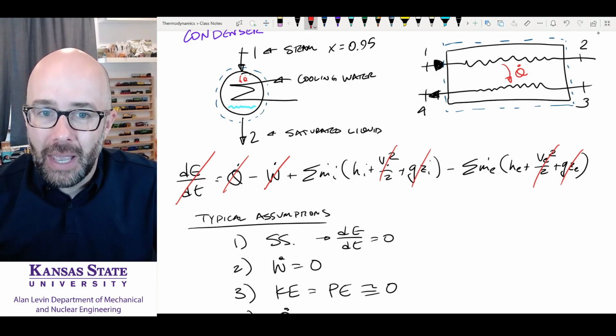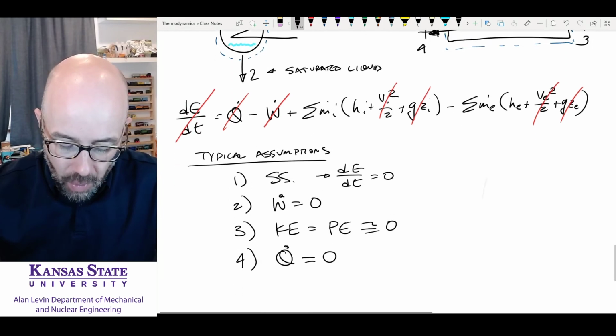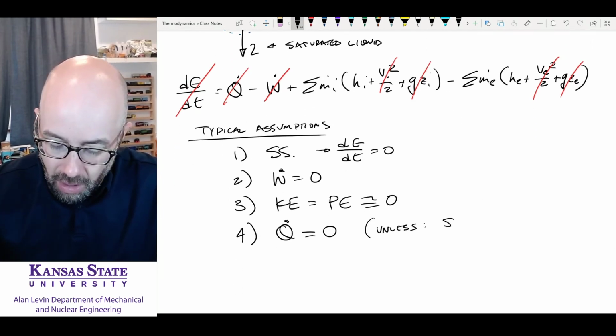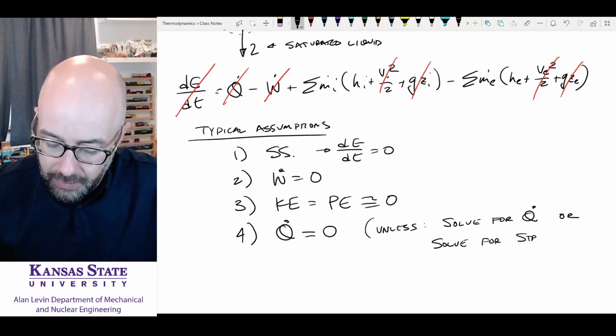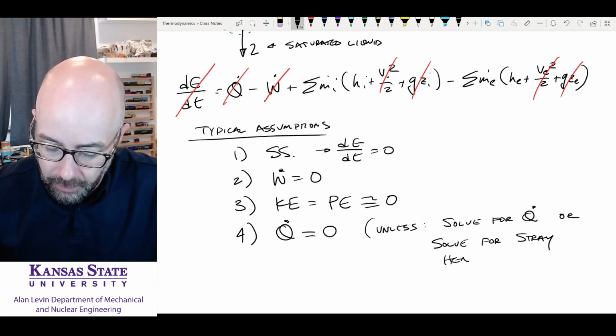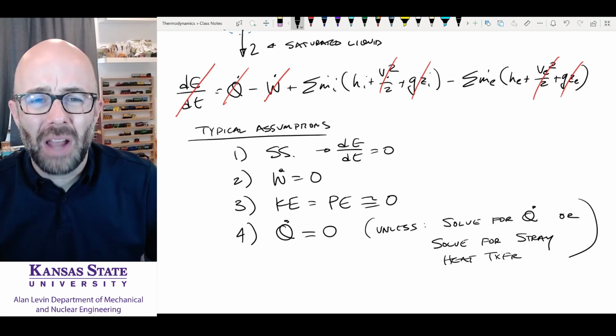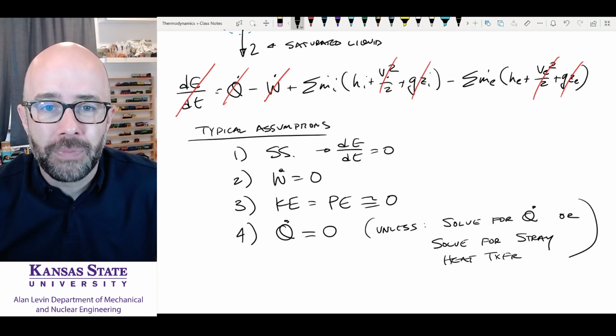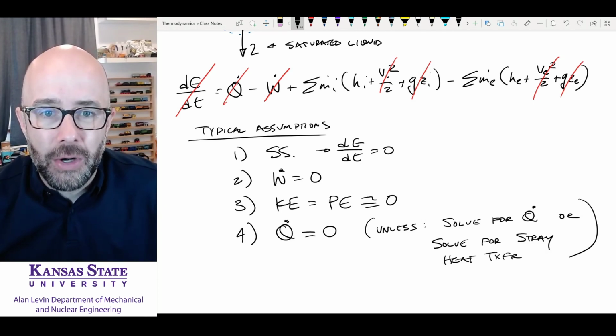Now, that's not always the case. In fact, some of your problems will ask you to solve for Q dot, or to solve for stray heat transfer. If they ask for the stray heat transfer, they want the heat transfer that strayed away and didn't go directly into the other flow. Okay, that's important. So think about this and understand what you're dealing with.